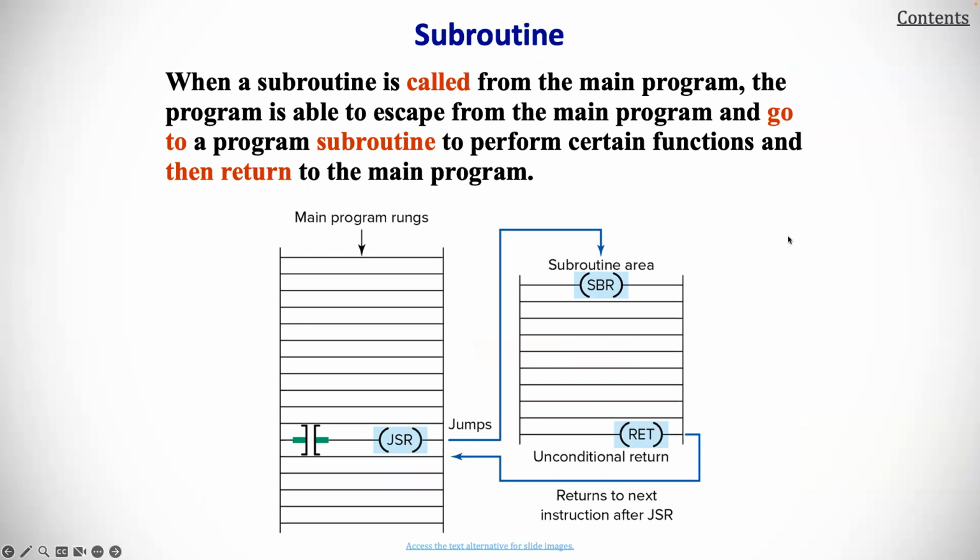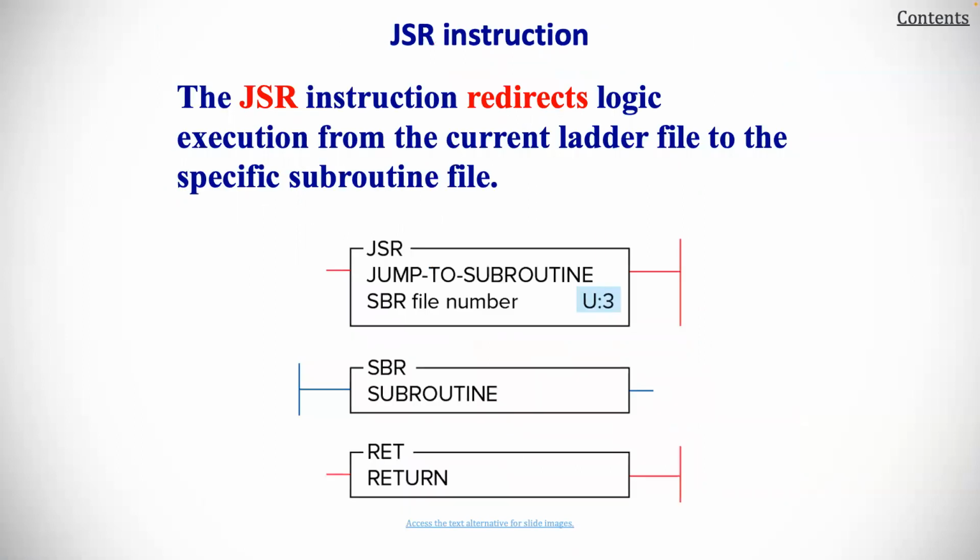When a subroutine is called from the main program, the program is able to escape from the main program and go to a program subroutine to perform certain functions and then return to the main program. Thus, that's what we have here. JSR, you go to the subroutine, you finish, you return. That's how it would look. The JSR instruction redirects logic execution from the current ladder file to a specific subroutine file.